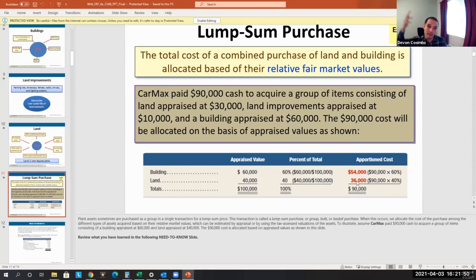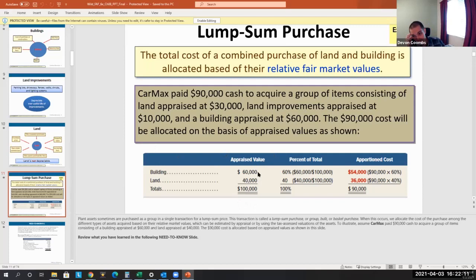This is a very common methodology for us to use in accounting, where we take estimated fair market value and then we allocate the actual payment based on the fair market value allocation. The fair market value allocation here is the appraised value. Is this making sense?